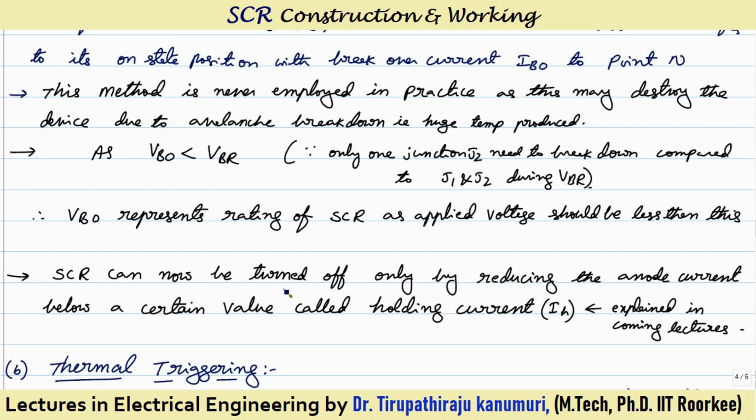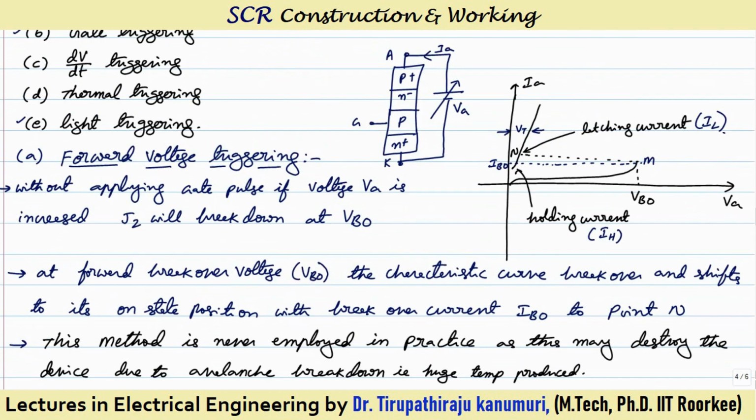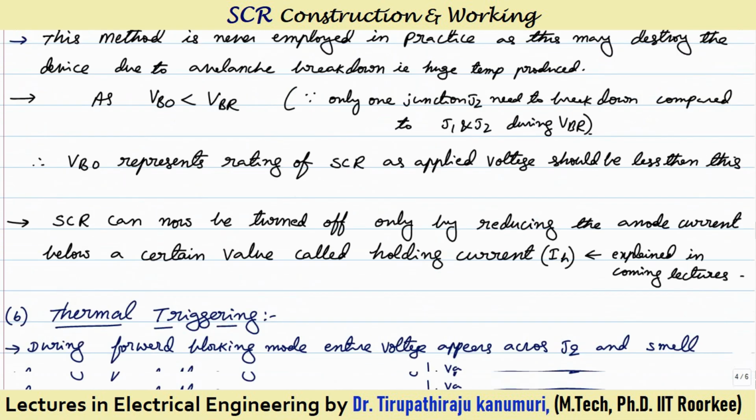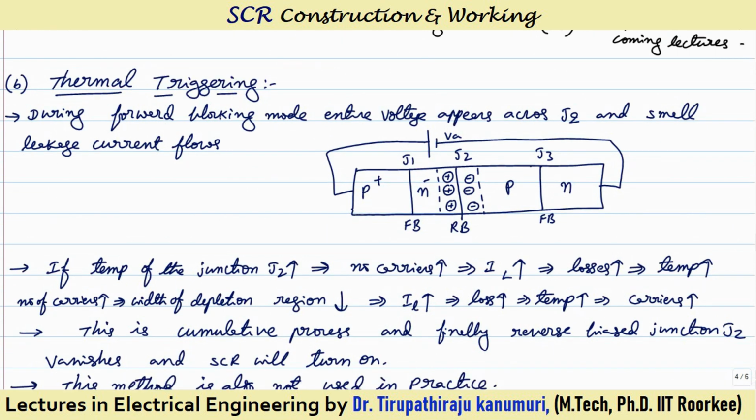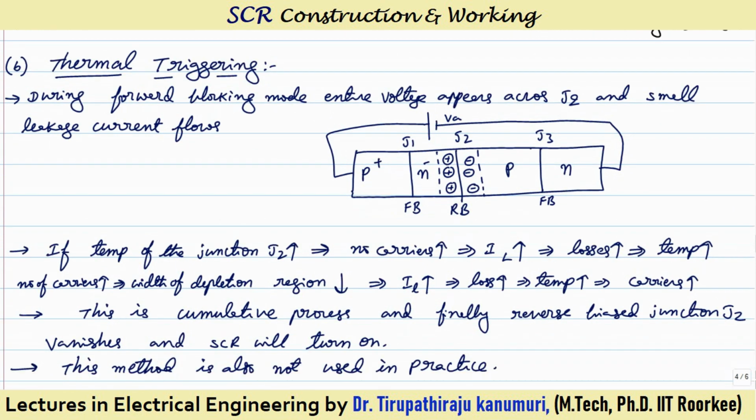Now the SCR can be turned off, because once the SCR is turned on, it can be turned off only by reducing the anode current below a certain value. That certain value is the minimum value of current below which the thyristor will turn off. That is called the holding current. Practically the value of the holding current will be only half, that means 1 by 2 to 1 by 3 times that of the latching current, or otherwise we can say the latching current is 2 to 3 times the holding current in practice. Okay, now let us proceed to the other things. Why the holding current is less, these reasons I am also going to discuss in detail in the switching characteristics in the coming lectures.